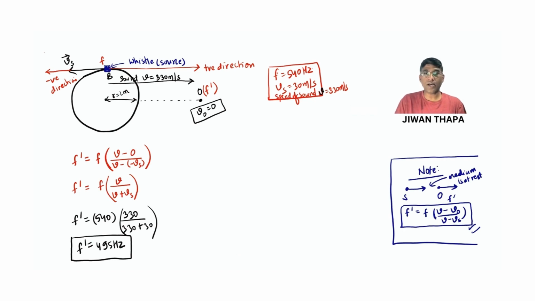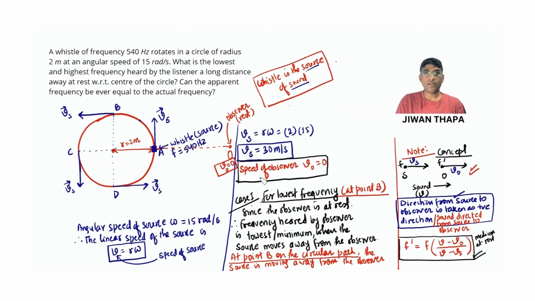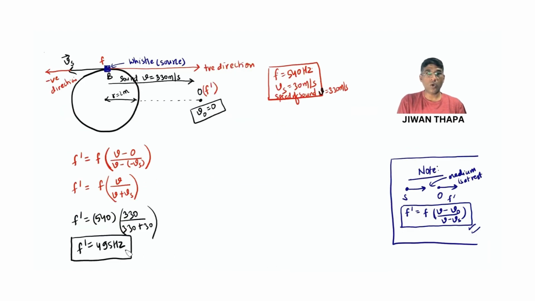So we are asked to find what is the lowest and highest frequency heard by the listener a long distance away at rest with respect to the center of the circle. So the lowest frequency, this is the lowest frequency. Clear? Now next, we are asked to find the highest frequency. So let's see.